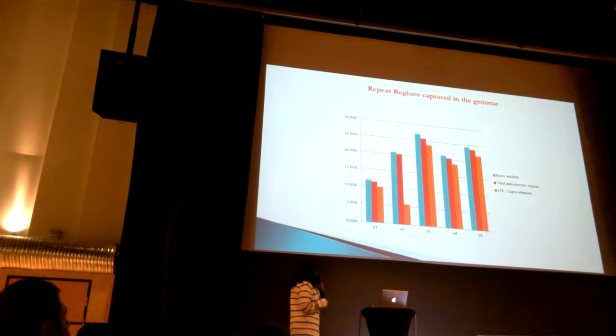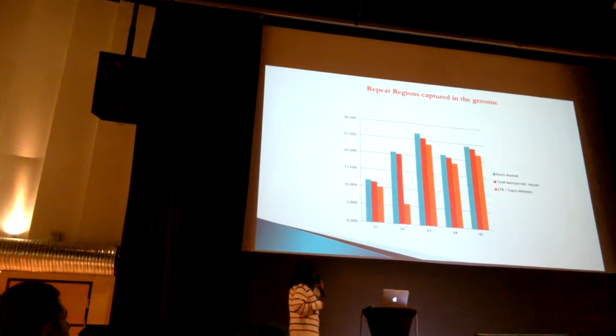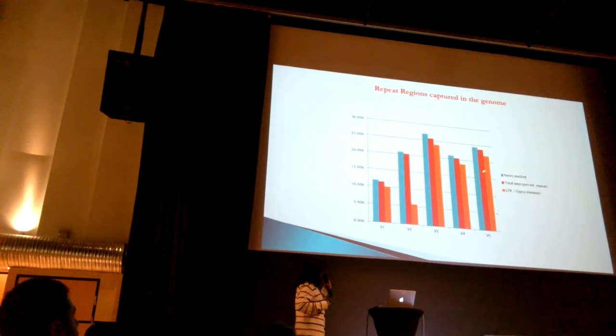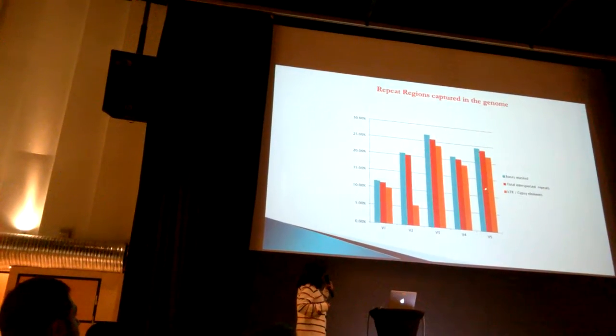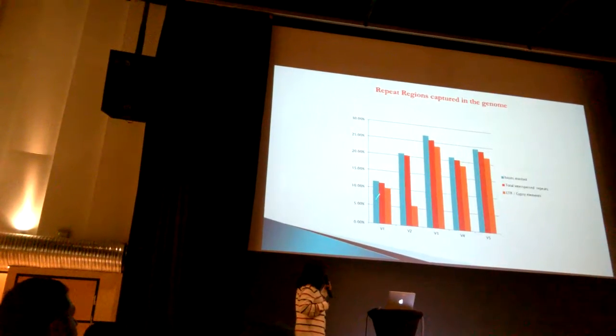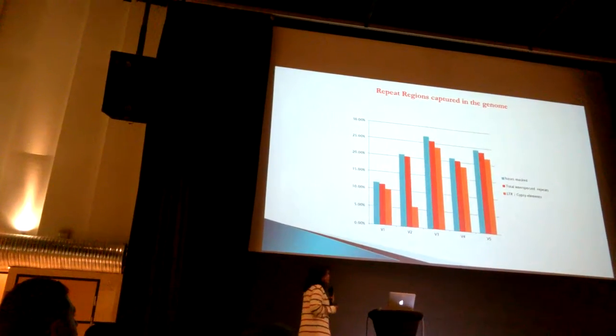And this is a comparison of the repetitive regions that we have got. It is actually directly proportional to the genome size. Here you see the genome size was large, so you got a large number of repeats. But here, although the genome size is compact, we have captured a lot of repetitive regions, which is much more than the V1 here.